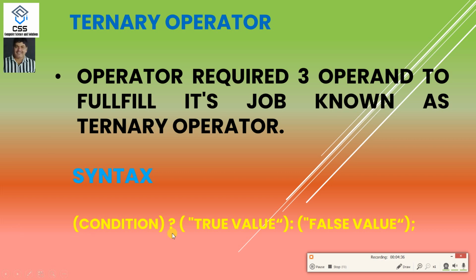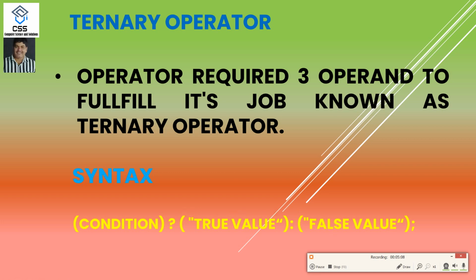Here, according to the condition, if the condition is true, the first value will execute. If the condition is false, the second value will execute. The question mark and the colon are known as the ternary operator. Again, I am repeating: if this condition is true, the first value will execute, and if the condition is false, the second value or second expression will execute. As it requires three expressions, it is known as the ternary operator.